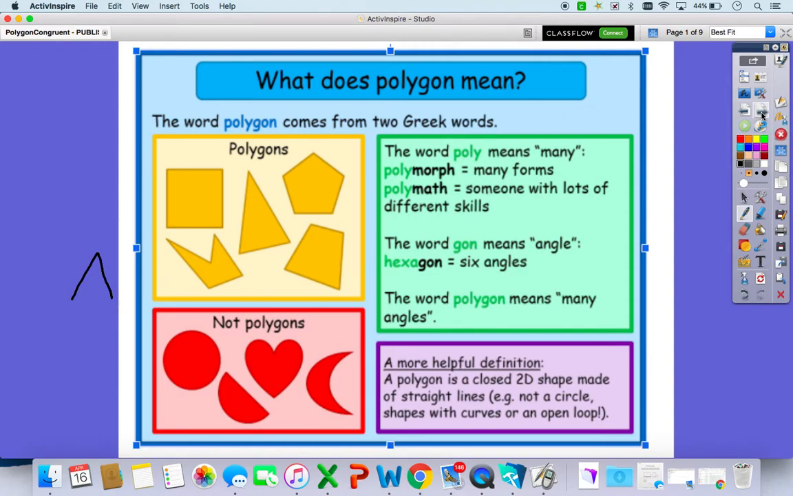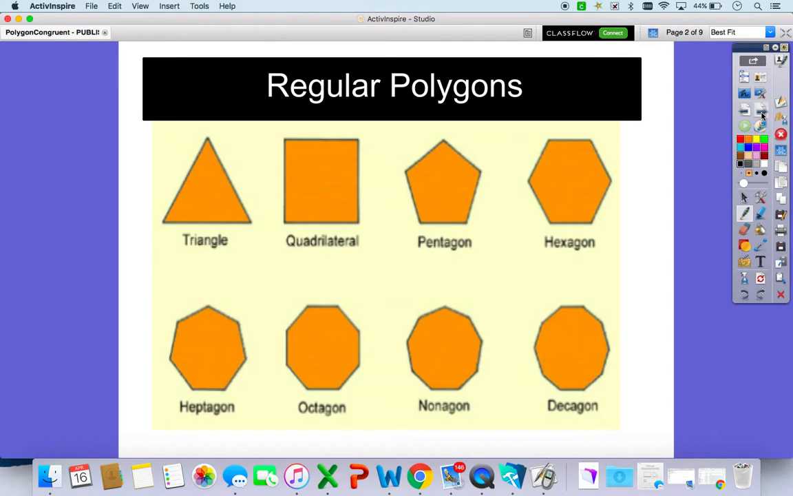So let's review. Here are some names of some regular polygons, and we name them based on their sides. A triangle has 3 sides, 1, 2, 3. We call anything with 4 sides a quadrilateral. Quad means 4. For example, a four-wheeler has 4 sides. It is a quadrilateral. Pentagons are shapes with 5 sides. Hexagon is 6 sides. Heptagon has 7. Octagon has 8. Nonagon has 9. And a decagon has 10. These are our regular polygons.